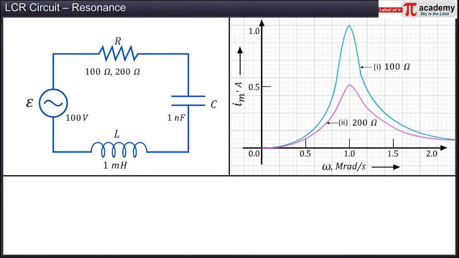From the graph, we see that the amplitude of the current in an LCR circuit is the maximum when the angular frequency omega naught is equal to 1 by root LC for either of the resistance values. For other values of the frequency, the amplitude of the current is less than that at the resonant frequency.